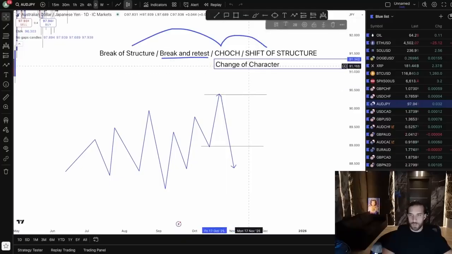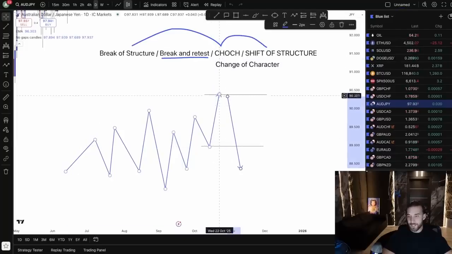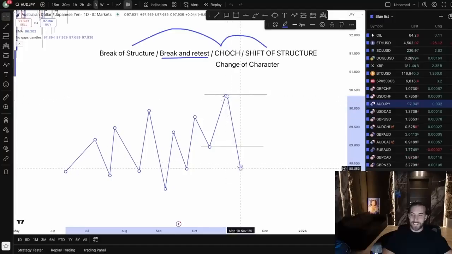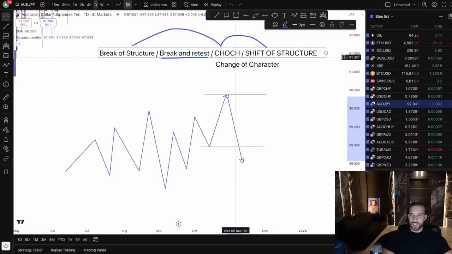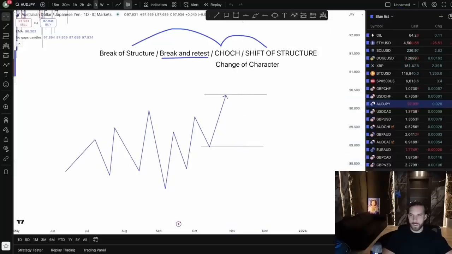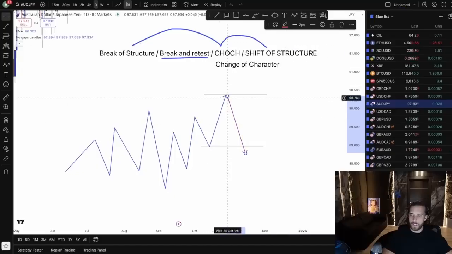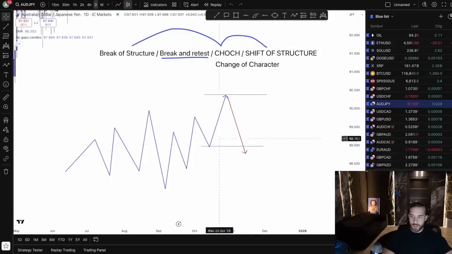This is what CHoCH means. Change of character. They were identifying that the character, or what it identifies as, was bullish. Now it has changed that identity to now bearish. Same thing as shift of structure. Same thing as break of structure. It pisses me off how they put all these different names to all these same exact things. They just complicate everything. Change of character is when the market shifts, when it changes from bullish to bearish. Simple. Break of structure is when this is the previous structure and we break it.